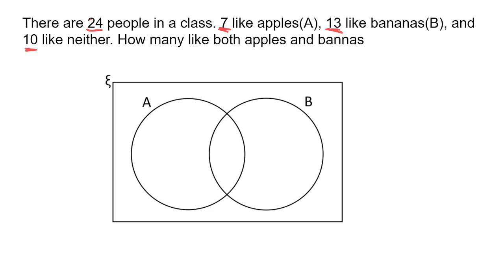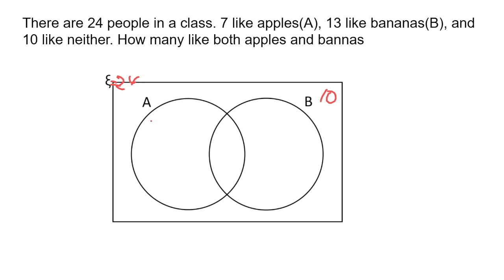So, first, right off the bat, we know that the universal set is going to be 24, because that's the amount of people in the class in total. And we know that 10 people don't like bananas or apples. Now, this is the hard part where we have to start working something out. If 7 people like apples, that means 7 people here in total, right? And 13 people like bananas, that's 13 people here in total.